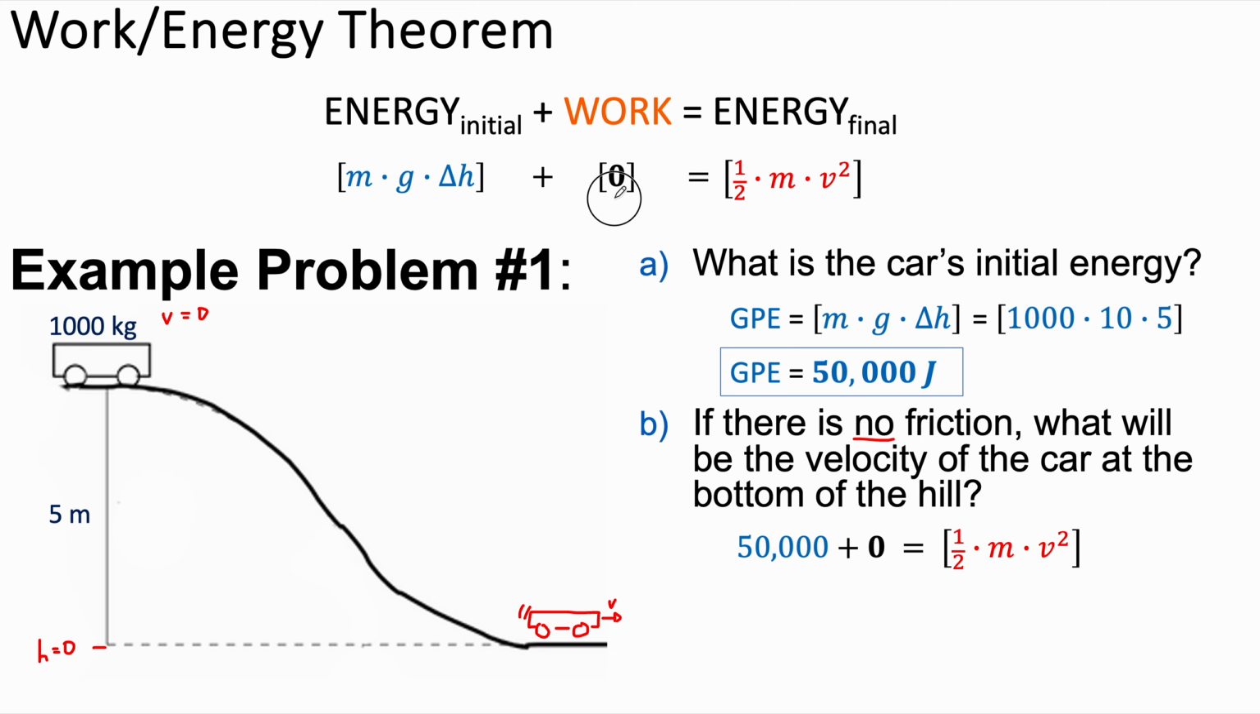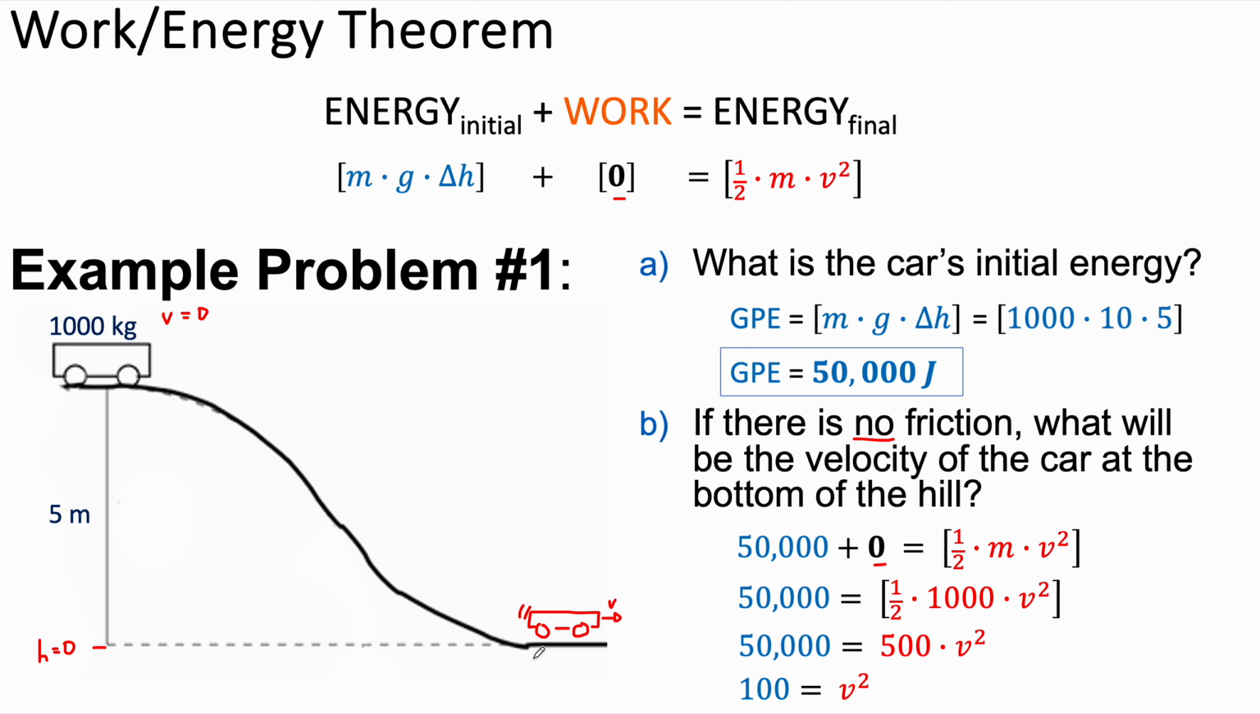The work done is 0. And the final energy is all going to be in the form of kinetic energy. No more gravitational because we're back down to h equals 0. Solving this one, plugging in our numbers: 1/2 times 1,000 is 500. Dividing both sides by 500, we get 100 equals v squared. Or you can probably very easily see the velocity of the car at the bottom of the hill is going to be 10 meters per second. All of that initial energy is going to get converted into kinetic energy.